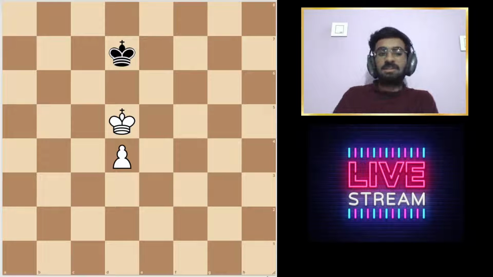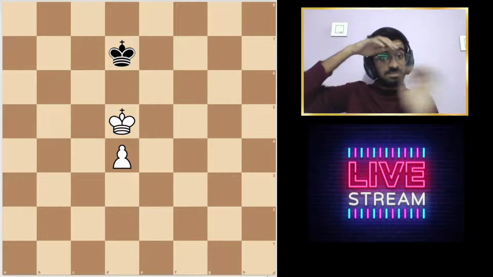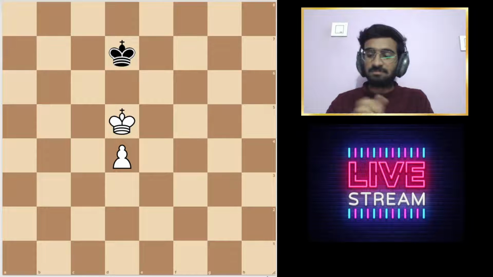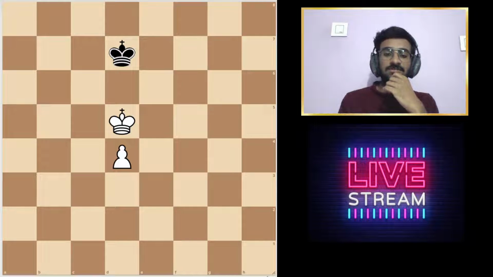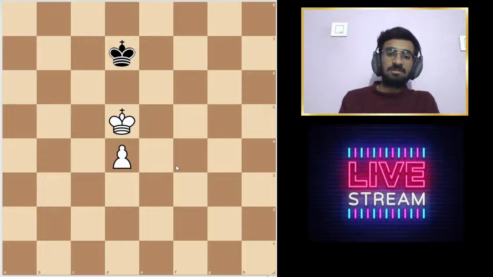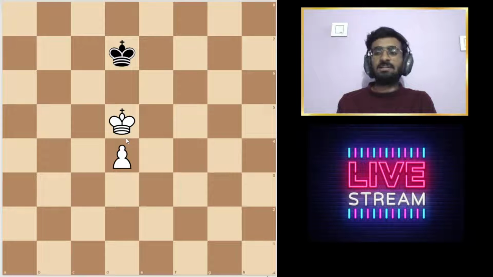Think about this carefully. This is the position. Is white winning here, or will it end in a draw? It's a trick question. Is white winning, or will this position be a draw? Or will black be able to defend? Very tricky question.